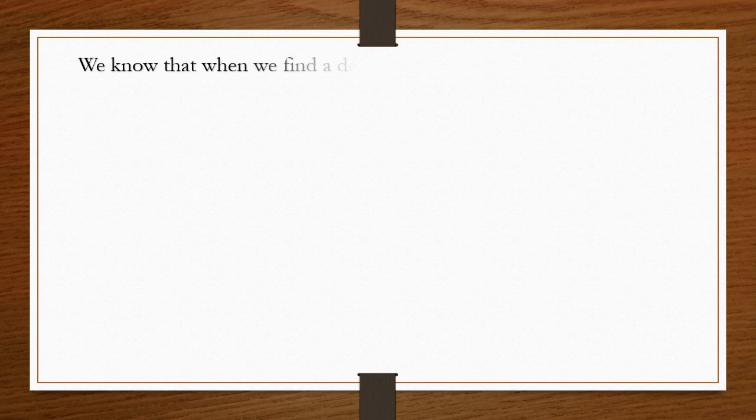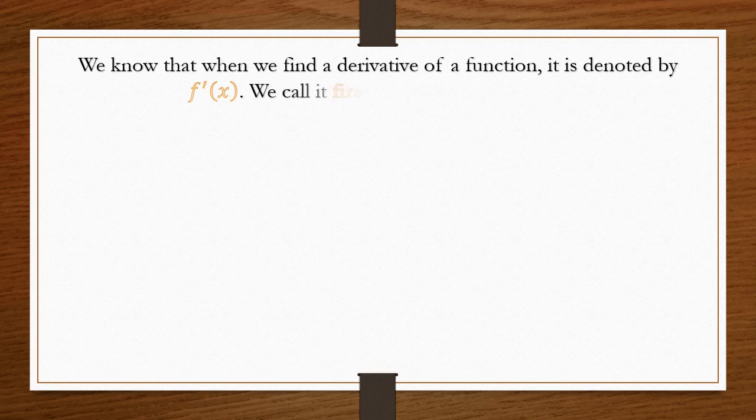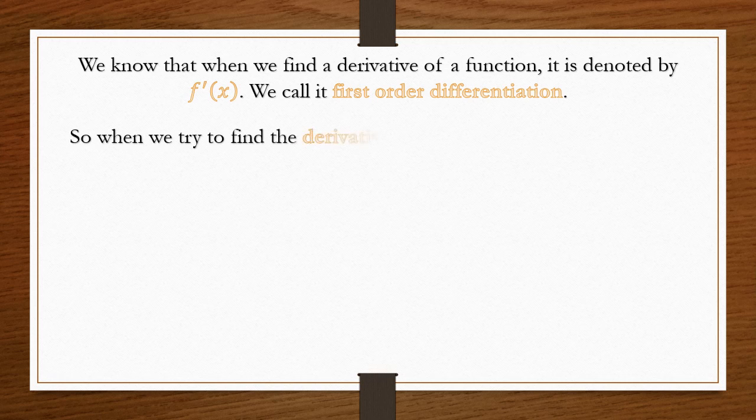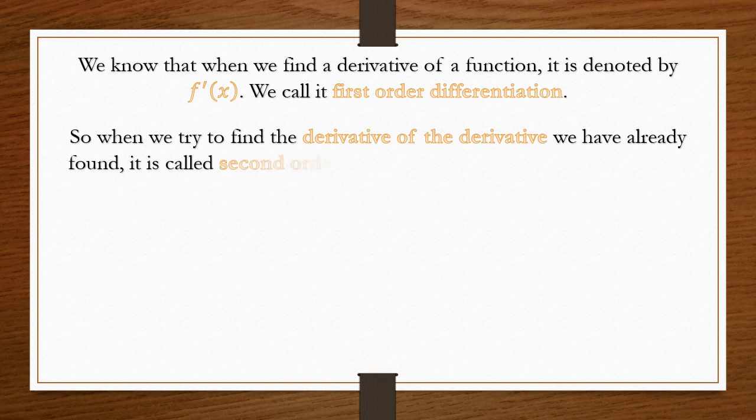We know that when we find a derivative, that is a differentiation value of a function, we denote it by f dash x. We call it first order differentiation, that is the differentiation found for the very first time. So when we try to find the derivative of the derivative which we have already obtained, it is called second order differentiation and it is denoted by f double dash x.